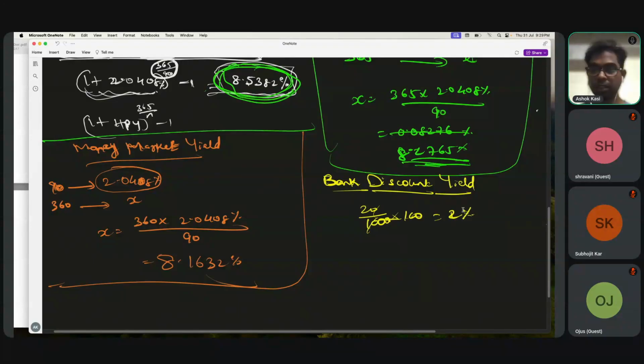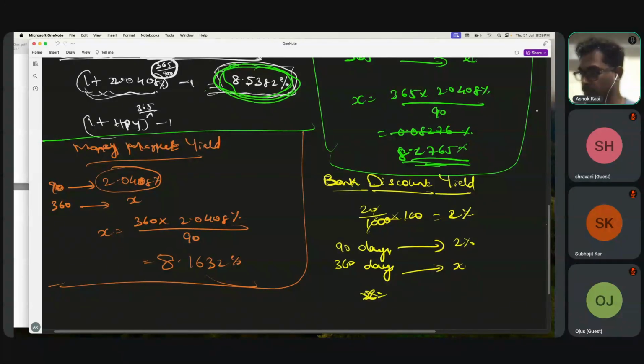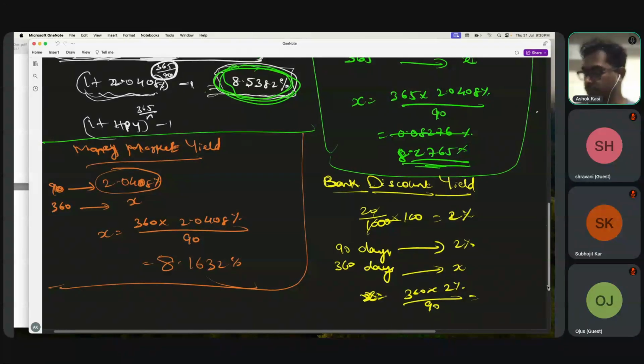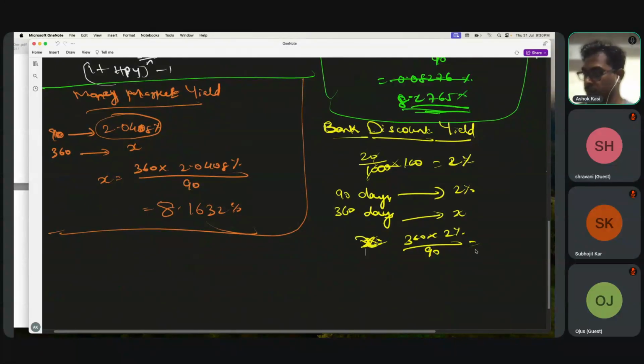Then I will annualize it, but annualization also for 360 days only. So for 90 days, 2%. For 360 days, how much? So 360 into 2% divided by 90. Let's calculate. 8%. Yes, only bank discount yield is a little different.